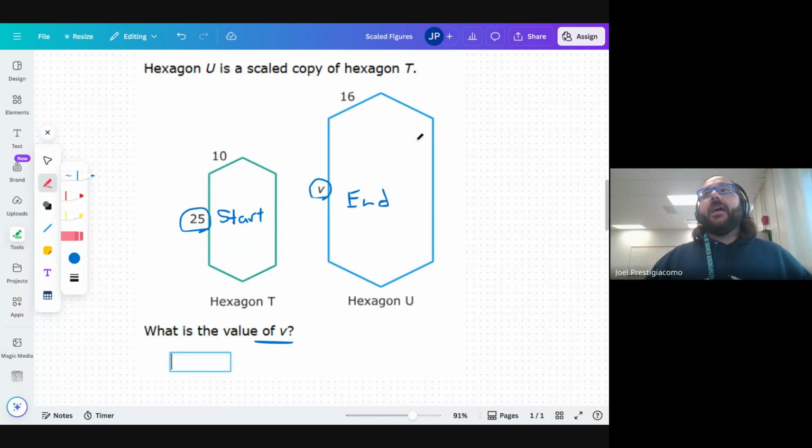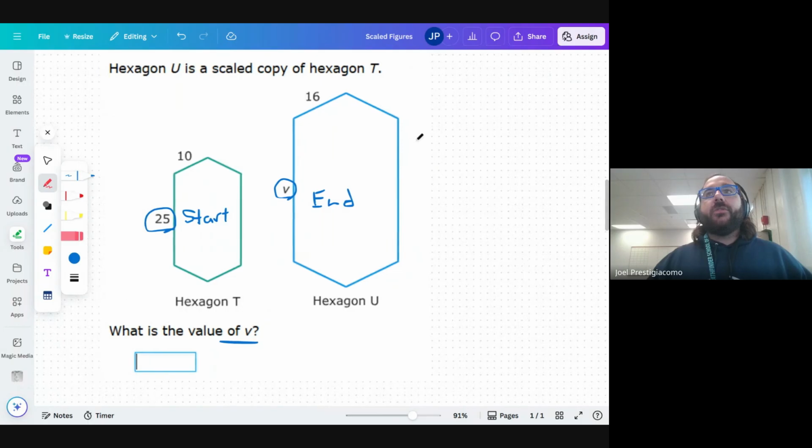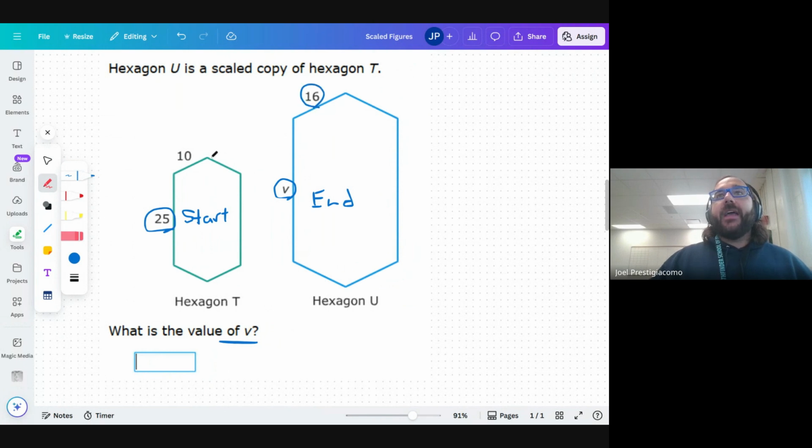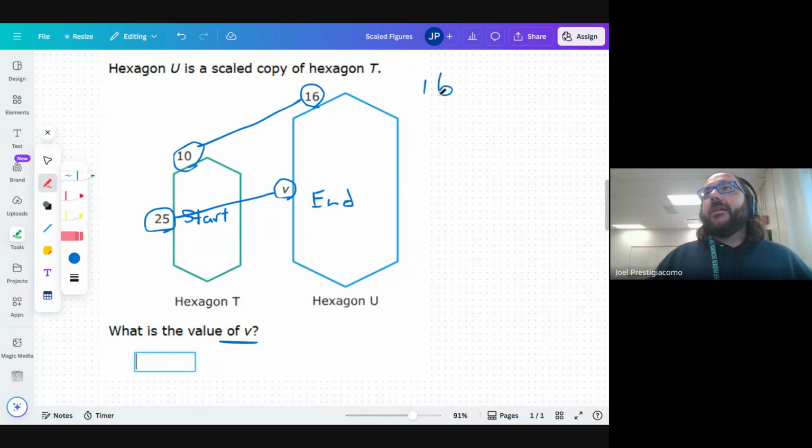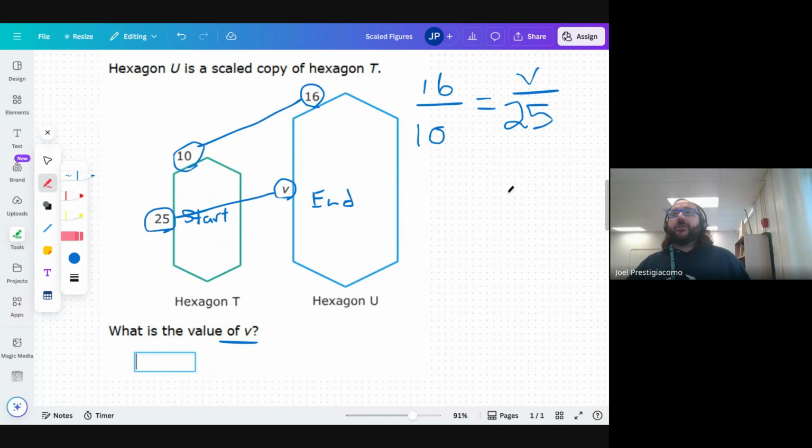How does this work? All right, so there's a couple of different ways that we can do this. I'll show you how I would approach this problem. What I would say is we can do all of the work kind of at once. What we need to understand is just like the sun and the moon, if we link together these corresponding parts, we can build an equation that we can use to solve. So the first one, again, we're going to do end over start, or new versus old. So I'm going to do 16 over 10 is going to equal V over 25. So those two ratios have to be the same.